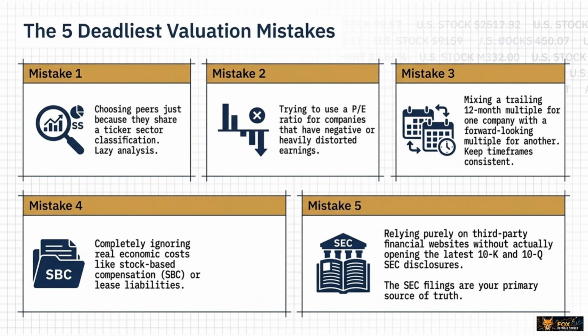Number 3, mixing a trailing 12-month multiple for one company with a forward-looking multiple for another. You've got to keep your timeframes consistent. Number 4, completely ignoring real economic costs like stock-based compensation or lease liabilities. And lastly, number 5, relying purely on third-party financial websites without actually opening up the latest 10K and 10Q SEC disclosures. Always remember the actual SEC filings are your primary source of truth.